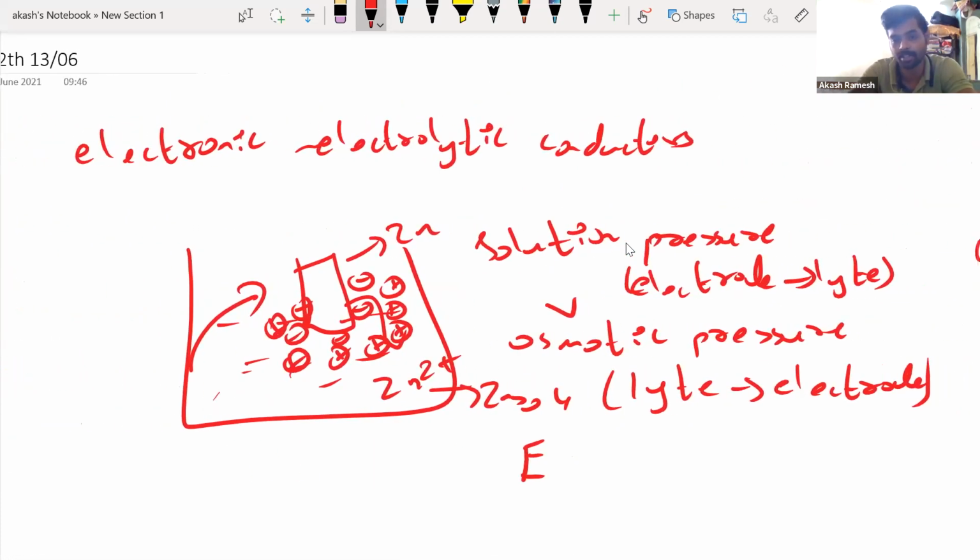Before we move on to this, I told you that depending on which is higher, solution pressure or osmotic pressure, I will be able to develop some potential, right? But all I told you is you will not be able to measure this potential.